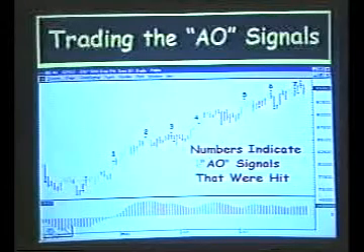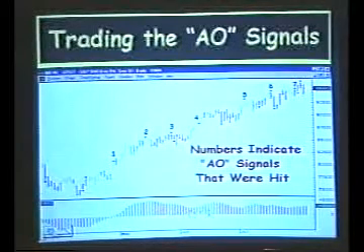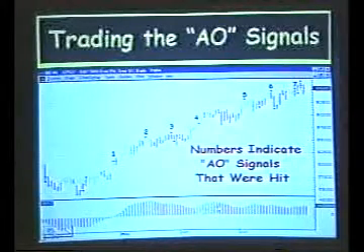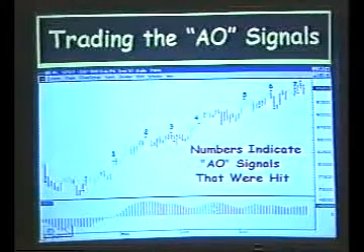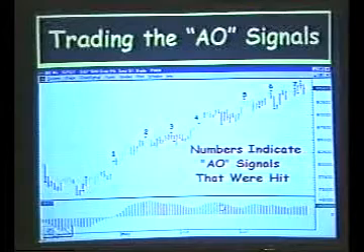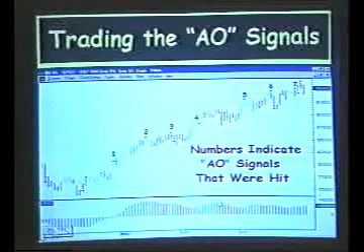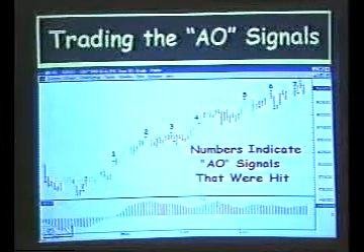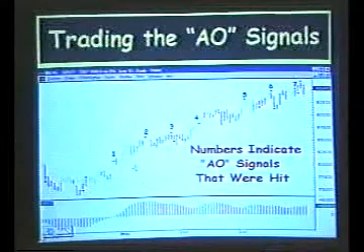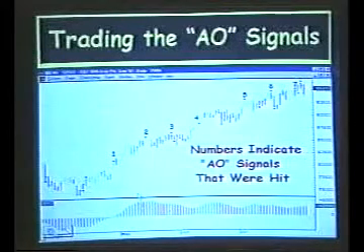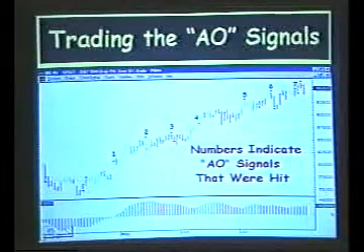The AO signals are taken from the momentum, which is this histogram here. And we've colored this so that if these bars are green, that means it's higher than the previous bar. If the bars are red, it means it's lower than the previous bar. And that's when the momentum turns around, that creates our signals. So the AO signals, and the AO, by the way, stands for the awesome oscillator. These are the AO signals that are taken.